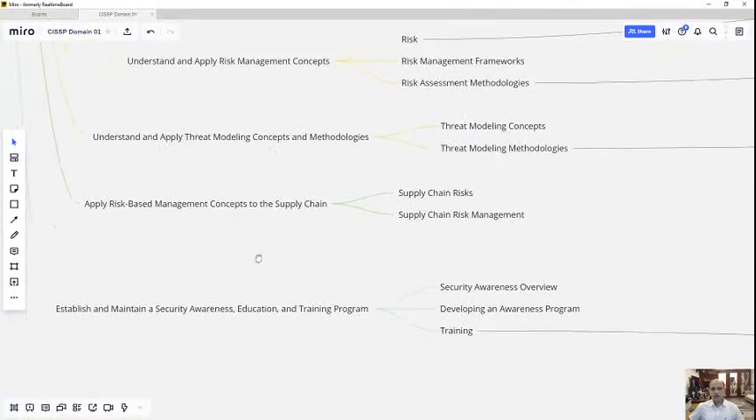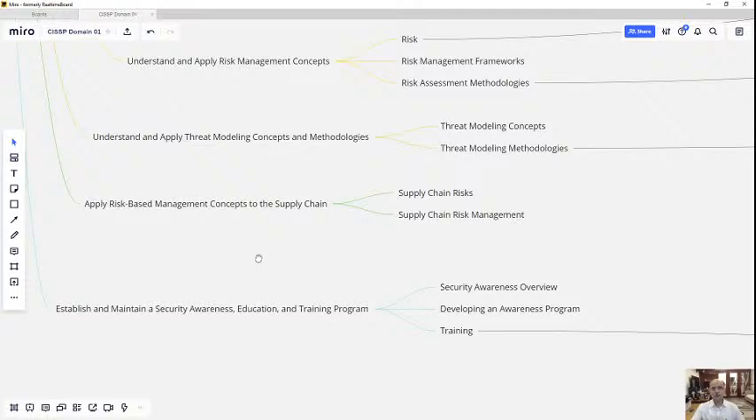Then understand and apply threat modeling concepts. I need to know what exactly threat modeling is. Then I need to understand the methodologies which are available for threat modeling. Then I need to know how exactly we can apply risk management concepts to the supply chain. So for the same, I need to understand what exactly the supply chain is, what the risks associated with the supply chain are, and also finally how I can manage those risks.